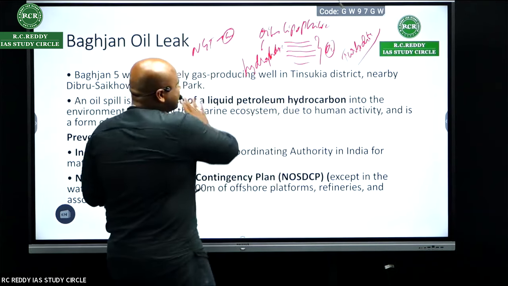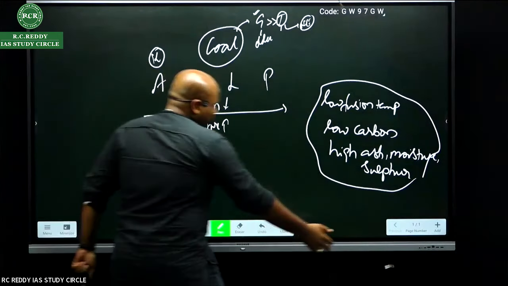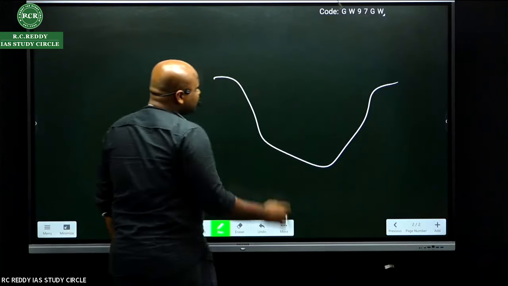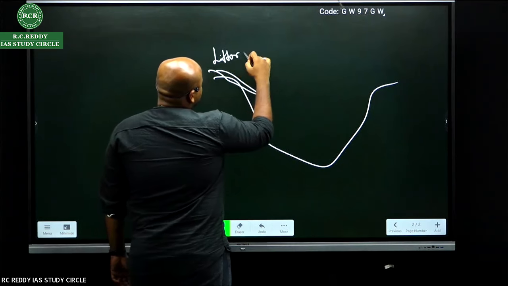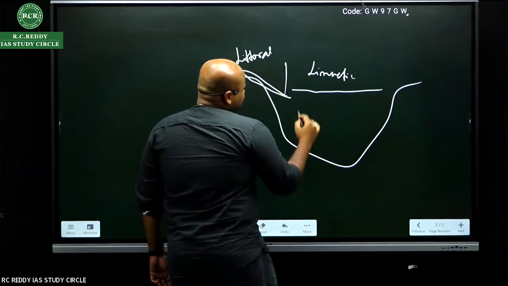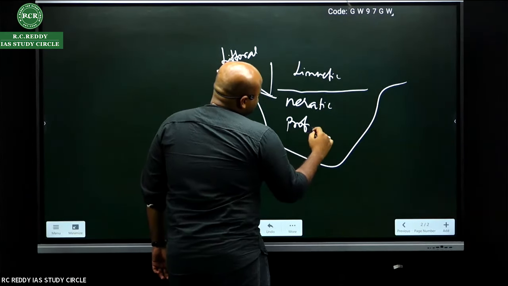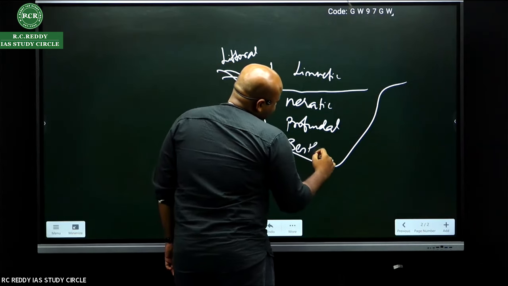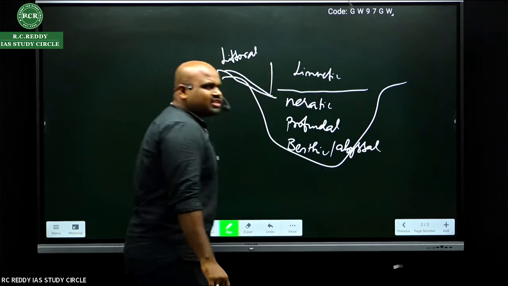Because when I observe any water body, what is my simplest understanding of any water body, my dear? I know that in any water body there are different surfaces. This particular region is called the littoral region. This is the limnetic region. This is the neritic region. This is the profundal region. This is the benthic or abyssal region. So this is the order of the regions that exist.